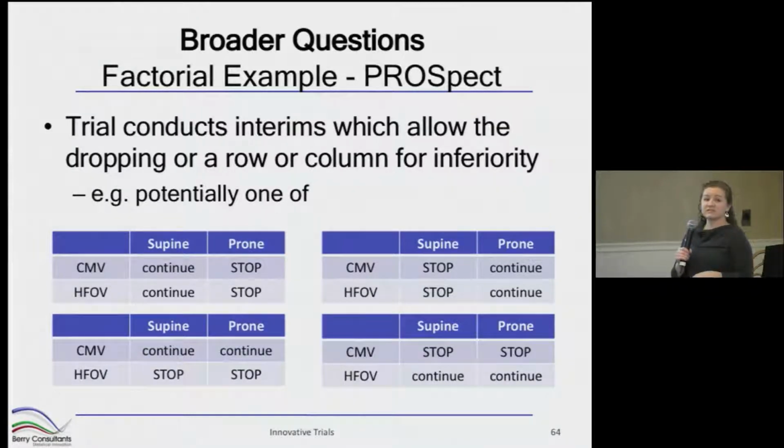And the trial was designed to have interims where we could consider either dropping a row or dropping a column of our table. So potentially we could have a situation where we stopped all of the arms that were in the prone position and continued the supine position, or we could do the opposite, where we continued the prone and stopped the other. We could also drop one of the rows. So for example, you could stop all of the arms that had the high frequency ventilation and continue the conventional, or do the opposite and stop the conventional and continue the other. So this is an example of a factorial design that allowed us to look at these different domains.